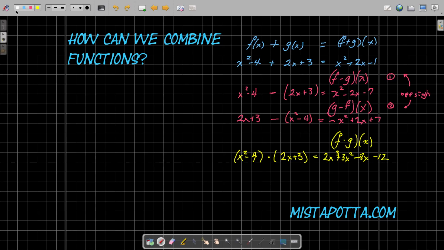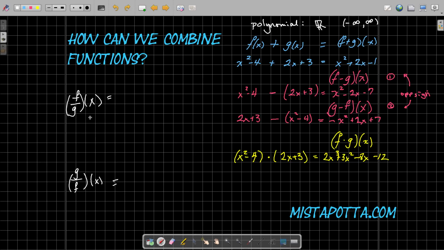And I can also divide functions. So I can talk about f over g of x, or I could talk about g over f of x. And the thing you have to watch out for here is that because division is occurring, we are going to have slight restrictions with our domains. Remember that polynomials have their domain being all real numbers, in other words, from negative infinity to infinity.